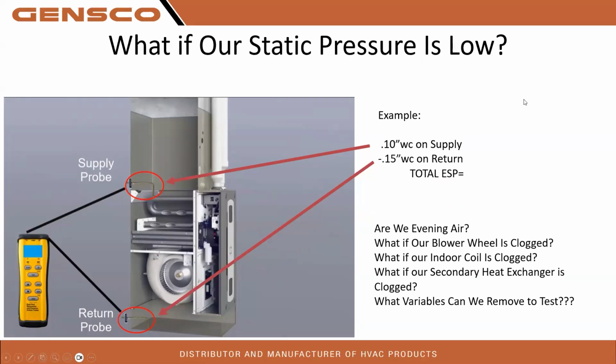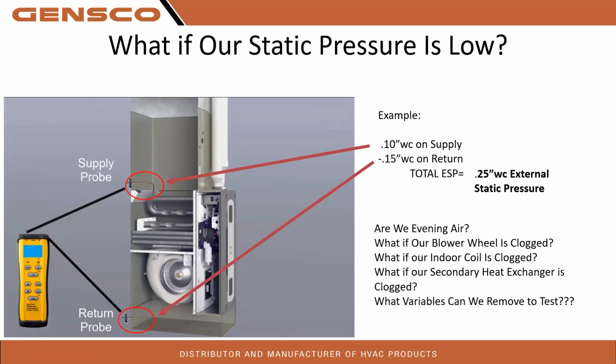So when we start looking at this situation, having 0.10 on our supply and negative 0.15 on the return, right? Wait a minute, that doesn't seem right. I have this thing set for 400 CFM per ton. Why do I have such low static? This blower is trying to run. Are we even moving any air? What if the blower wheel's clogged? What if it's not grabbing air to move it?